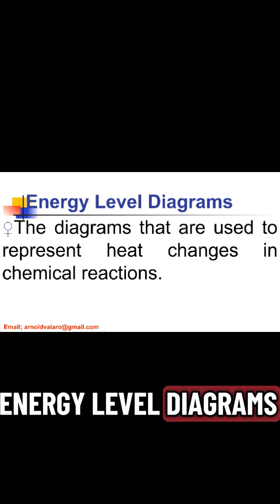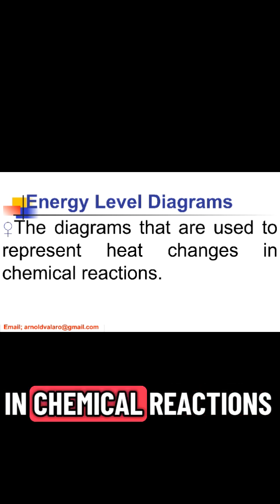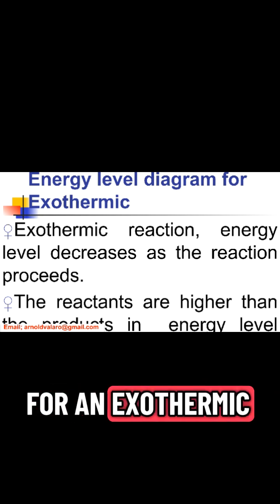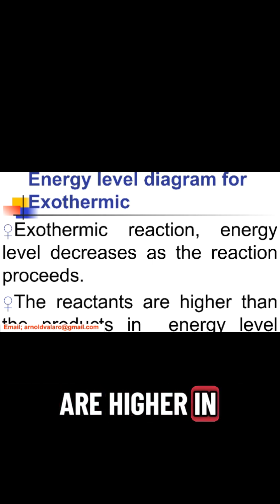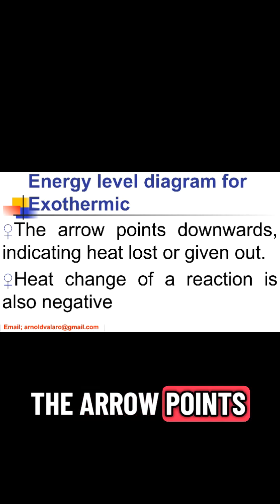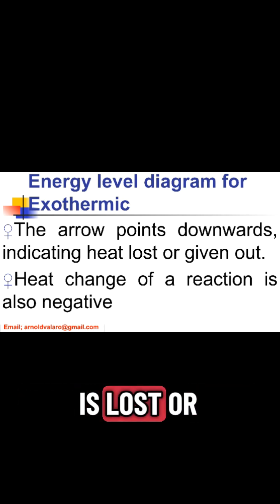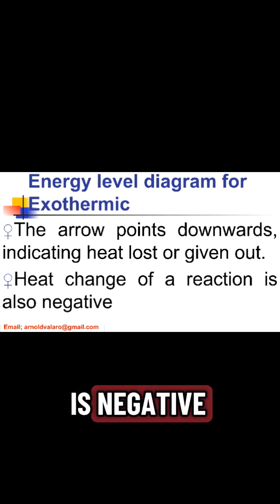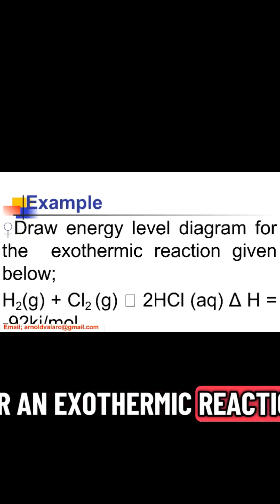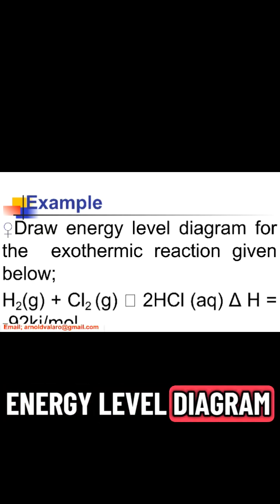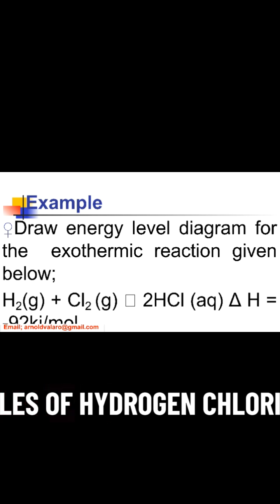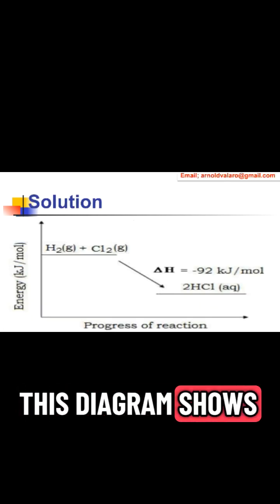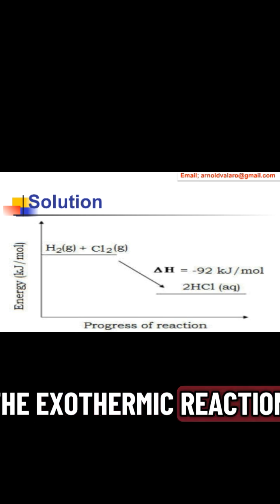Energy level diagrams are used to represent the heat changes in chemical reactions. For an exothermic reaction, the energy level decreases, meaning the reactants are higher in energy than the products. The arrow points downwards, showing that heat is lost or given out, and the heat change is negative. This is an example of an energy level diagram for an exothermic reaction. Let's draw the energy level diagram for the exothermic reaction of hydrogen and chlorine to form 2 moles of hydrogen chloride. This diagram shows the solution for the exothermic reaction example.